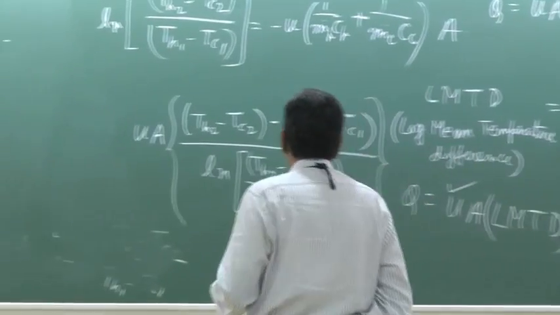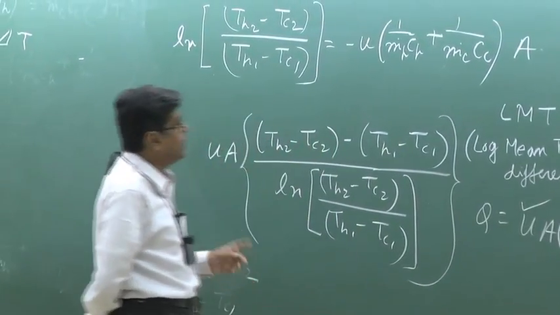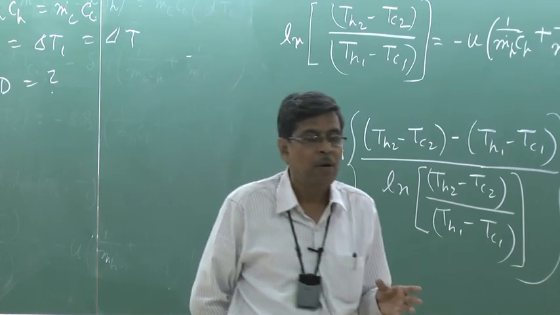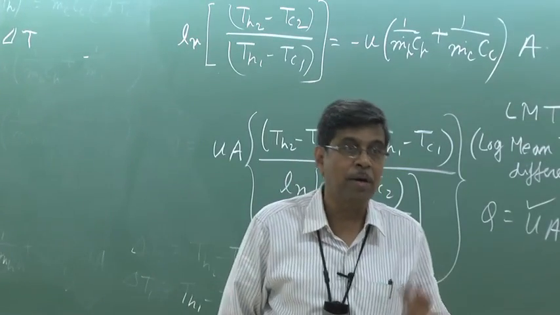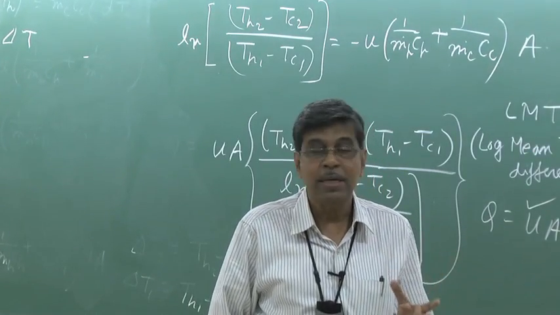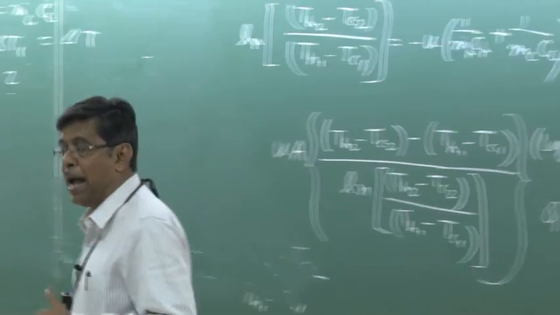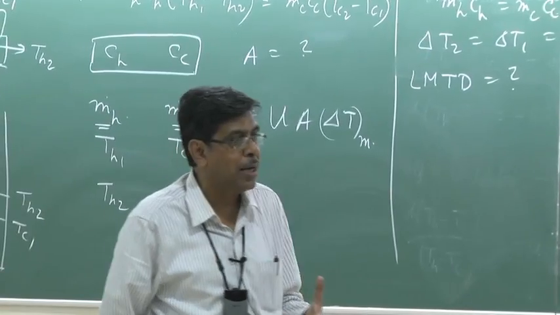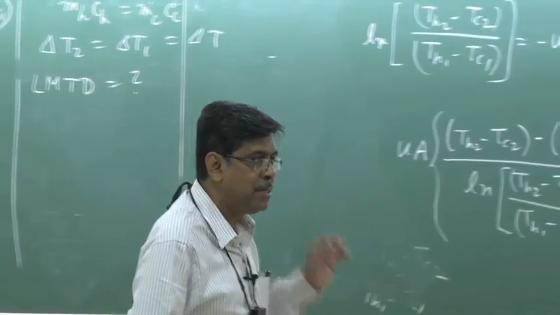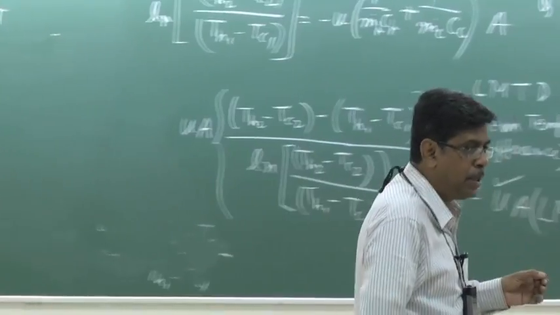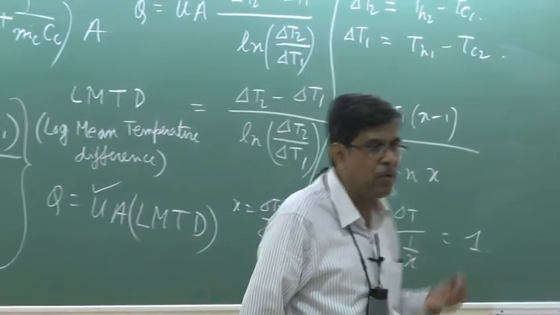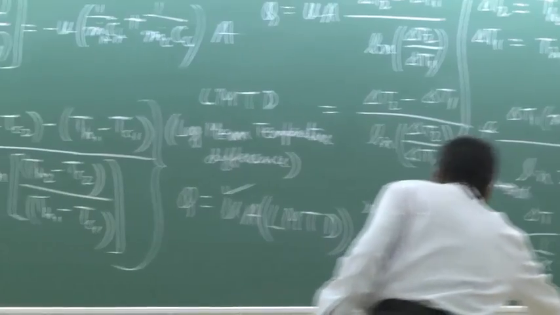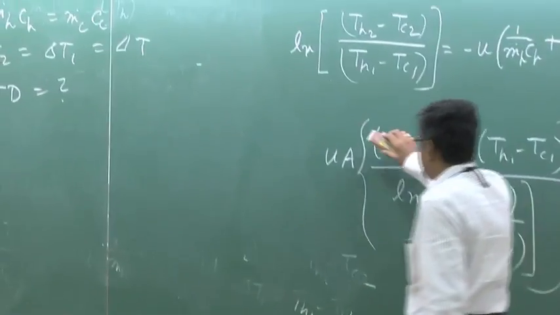So therefore, LMTD and the arithmetic average will be within 5% error, provided ΔT2 and ΔT1 vary, meaning the ratio is within 2.2. And when exactly the ratio is 1, they coincide with each other. That means the arithmetic average is equal to the LMTD, because the arithmetic average is ΔT1 or ΔT2. Clear? Now another interesting thing comes into the picture.